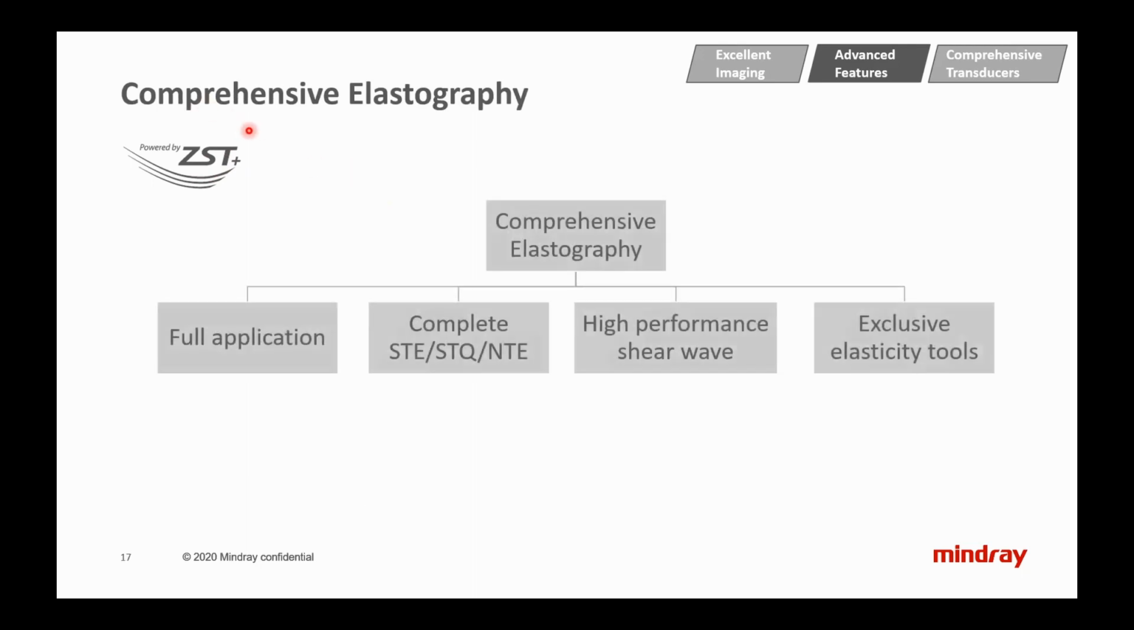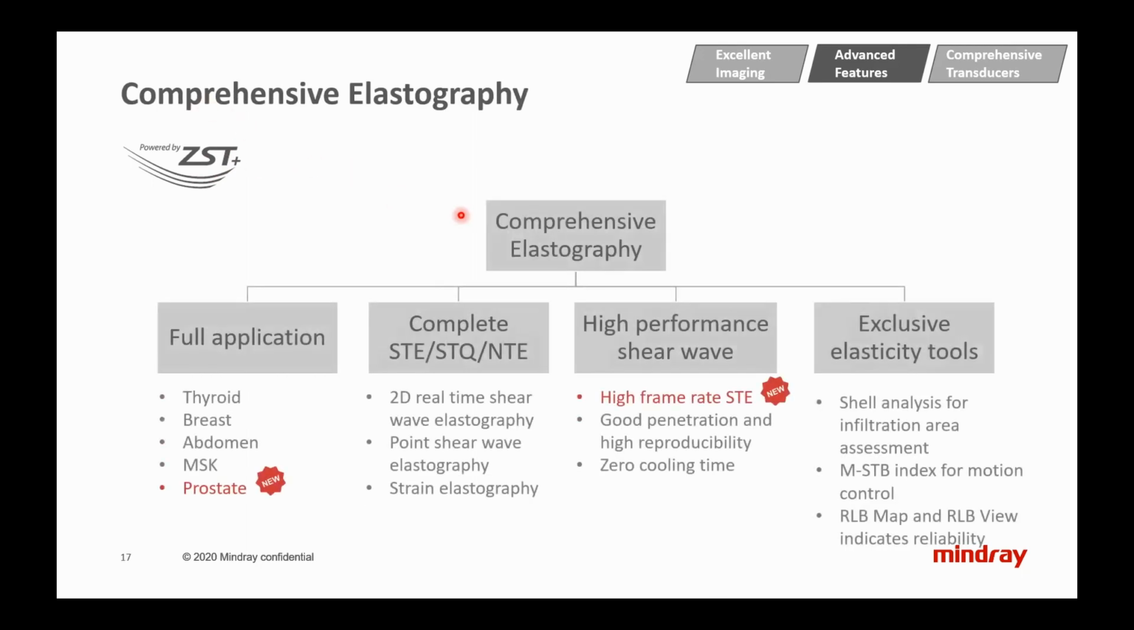Comprehensive elastography. For elastography, our machine can be used in full application. It can work in thyroid, breast, abdomen, and musculoskeletal, and also for prostate. And also it's complete. I can get strain elastography and also shear wave elastography. So for the full range of elastography, I can work on it.